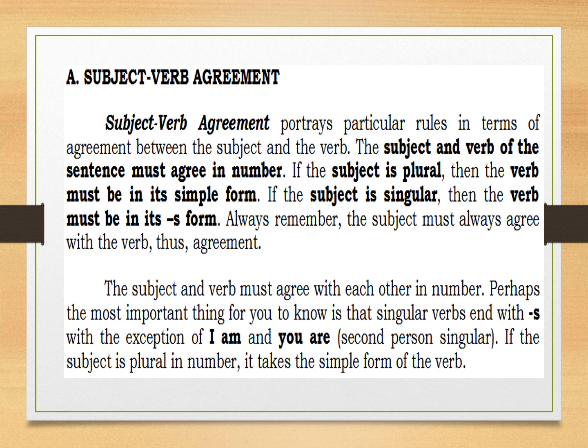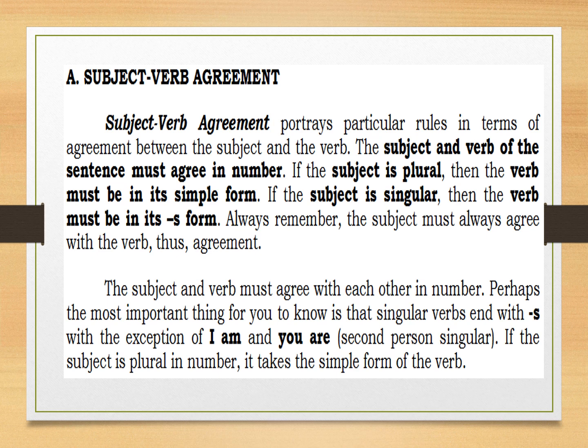Now, let's discuss the subject-verb agreement. Subject-verb agreement portrays particular rules in terms of agreement between the subject and the verb. The subject and the verb of the sentence must agree in number. If the subject is plural, then the verb must be in its simple form. If the subject is singular, then the verb must be in its S form. Always remember, the subject must always agree with the verb. Thus, agreement.